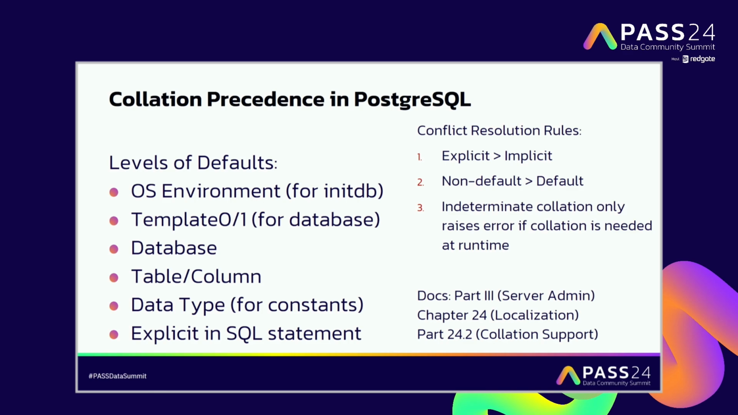If you're on an older version, I still think it's a good idea to use POSIX just to reduce the amount of risk. And also to kind of get in the habit and set the expectation for application developers that they need to specify a collation when they need it. There are conflict resolution rules, and I've noted down here, you can pull the slides down later if you want to know where to look in the Postgres docs to learn more.